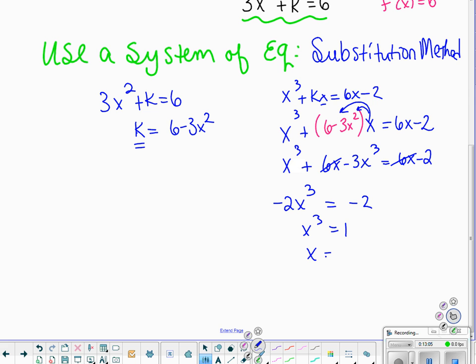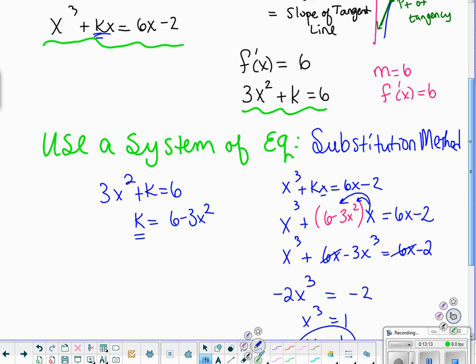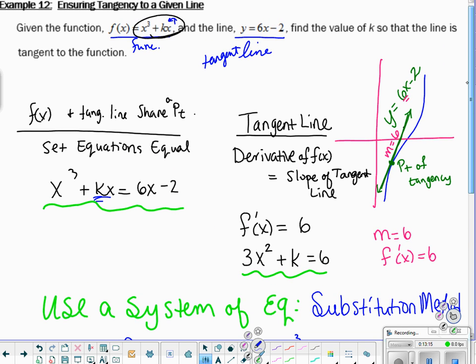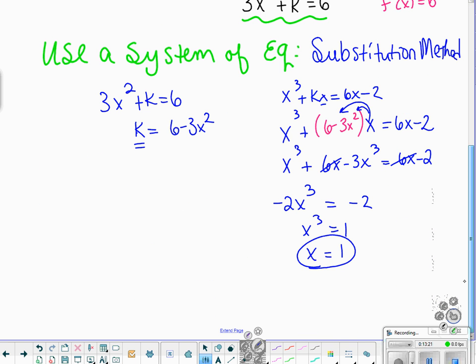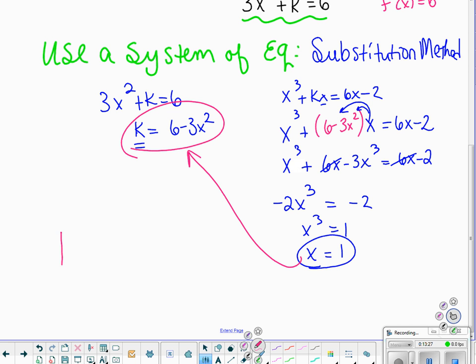That makes x the cube root of 1. So x is 1. Helpful, but not the answer to the original problem. Look back to the original problem. It said find the value of k. So we need the value of k. Oh, well, remember how in systems of equations, sub it back over and we will get our k. K equals 6 minus 3 times 1 squared. K equals 3.